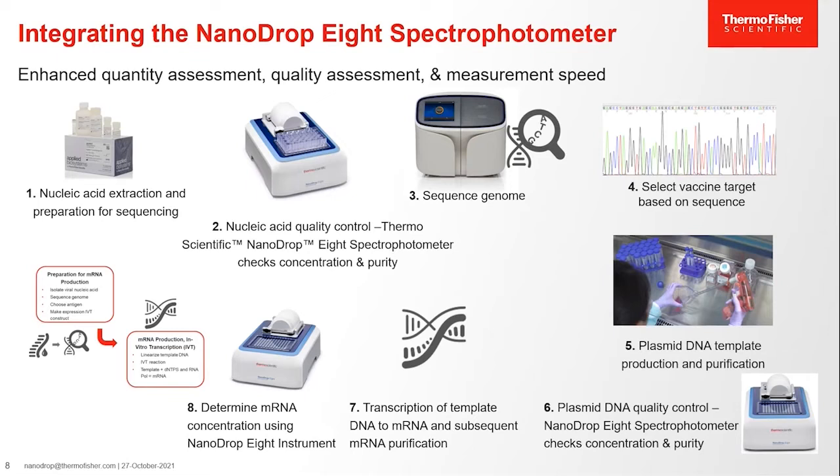It's that purified plasmid DNA that you also need to quality control. So you want to look for the sample concentration as well as purity. Finally, you go into the transcription of the template DNA to mRNA and subsequent mRNA purification, pardon me. And then finally, you have that last quality control step, determining your mRNA concentration using the NanoDrop Eight instrument.